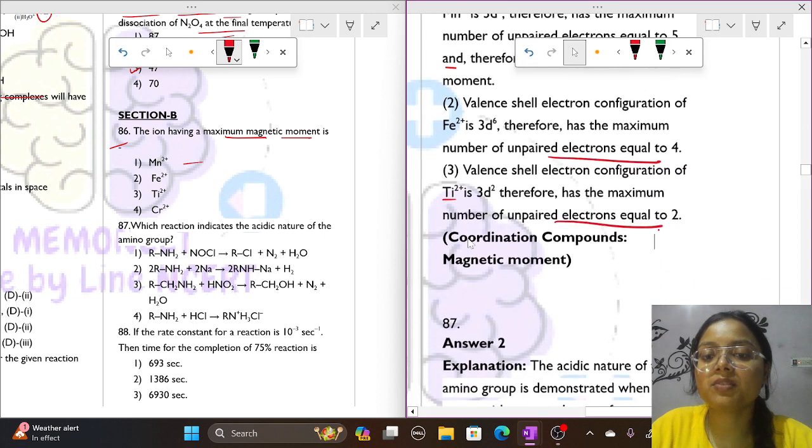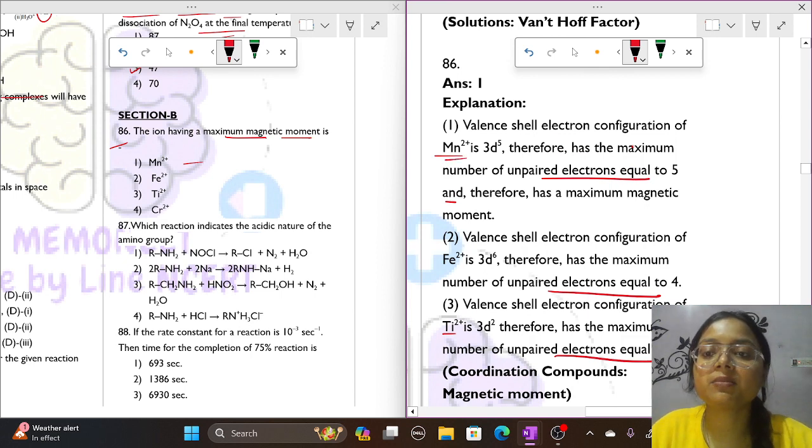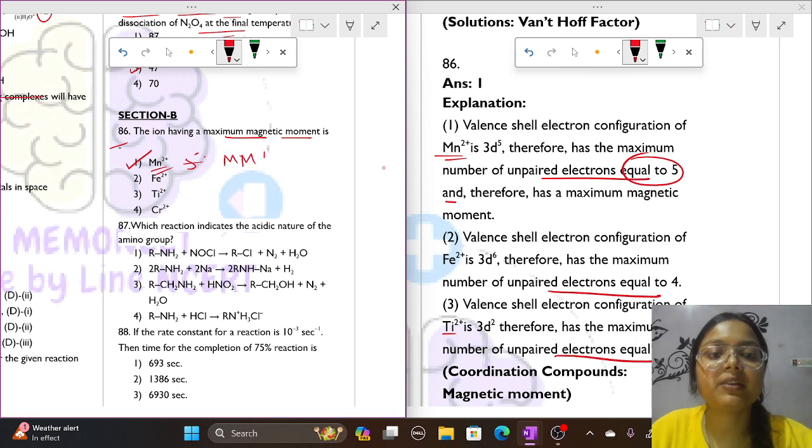So from this we can say that Mn has the maximum number of unpaired electrons, which is 5. So it will have the highest magnetic moment.